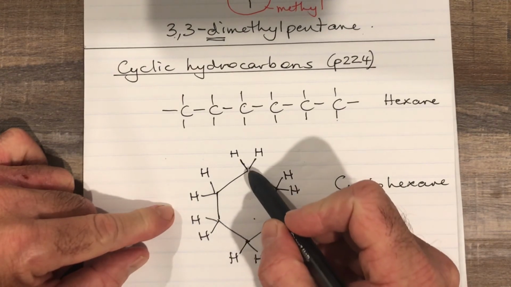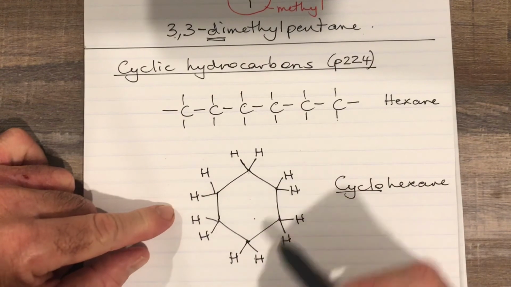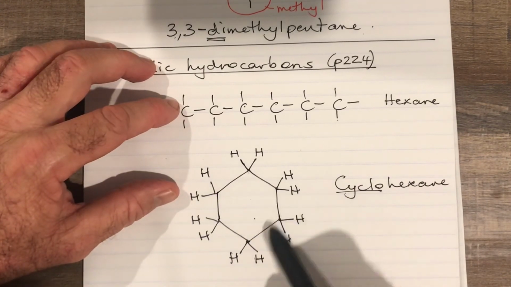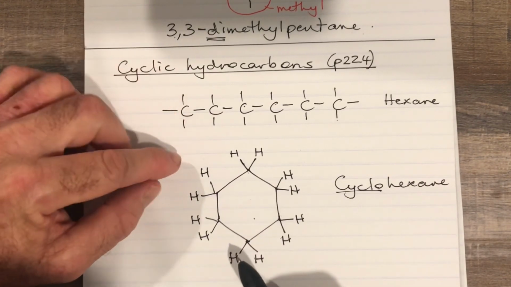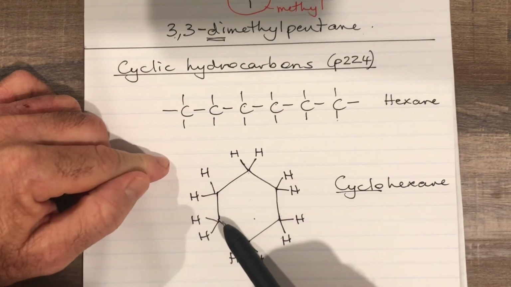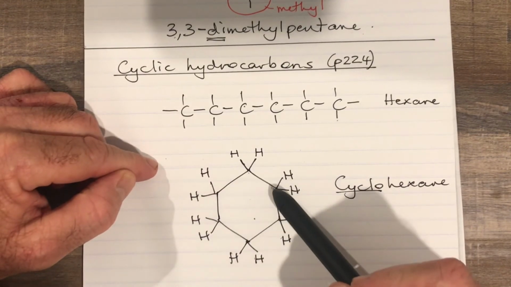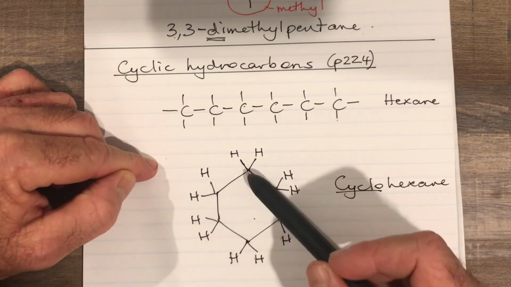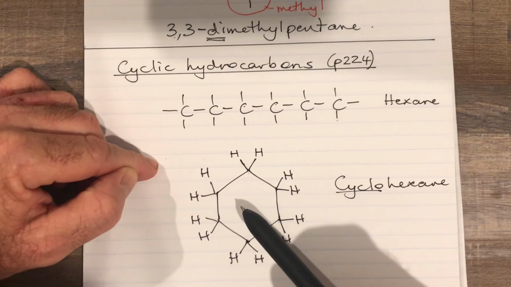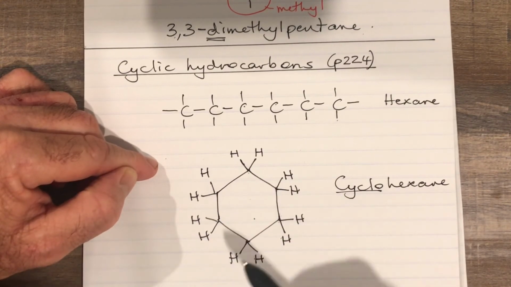I haven't written the letter C at each of these corners, but at each corner of a cyclo type of molecule, you assume the carbon's there. So there's a ring of 6 carbons here, and in the case of cyclohexane, it doesn't matter how you number the carbons, because each carbon's the same. The numbering really only comes in when you've got multiple bonds anywhere in the ring, or you've got substituents. Let's have a look at one now.